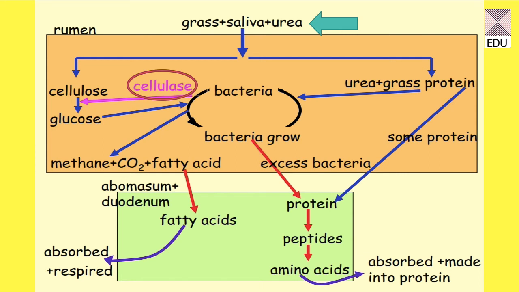This grass has been mixed with the saliva and the urea. Now here the urea is coming from the recycling, as we have discussed in the previous slide. So this grass is mixed with the saliva and urea. So we'll be going step by step. Now this urea and grass, it will be going into the rumen of the cattle.